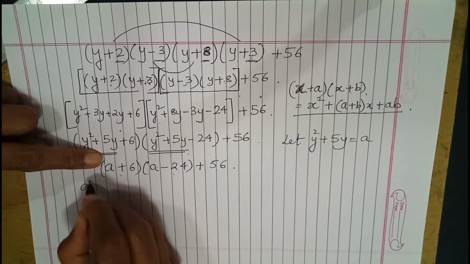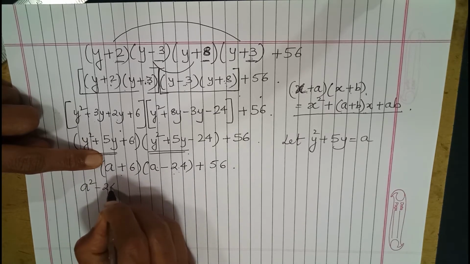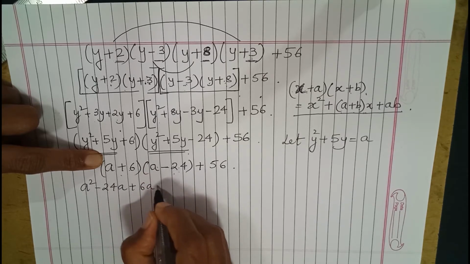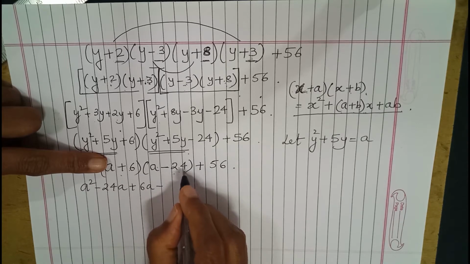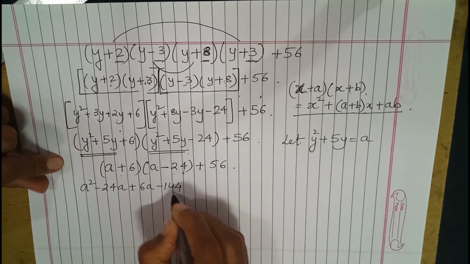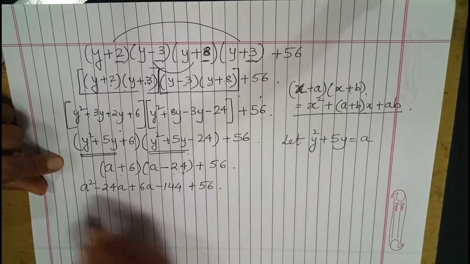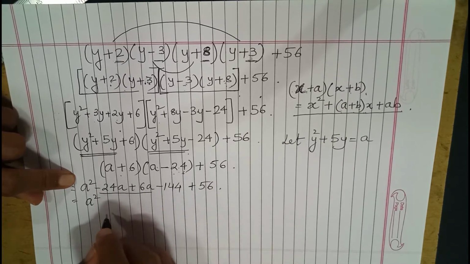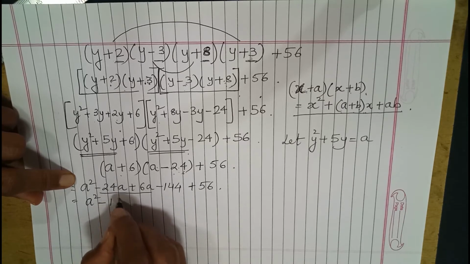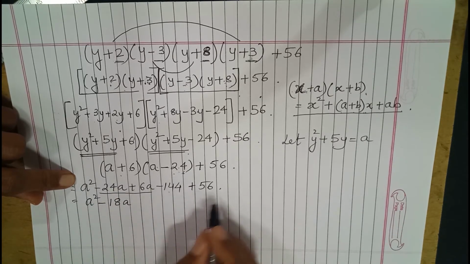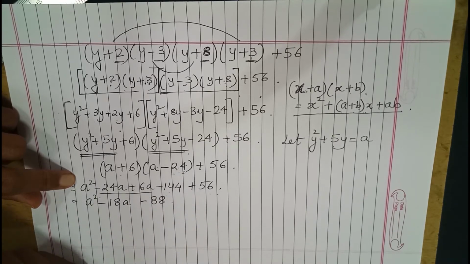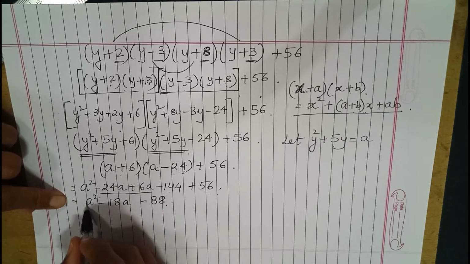So a into a is a square. A into minus 24 is minus 24a, 6a, and this is plus into minus, so it will become minus, and then 24 into 6. 6 4s are 24, 2, you get 144 and plus 56. So now minus 24a plus 6a is minus 18a, and minus 144 plus 56 is minus 88. So now you can see this is a quadratic polynomial in the form ax square plus bx plus c.